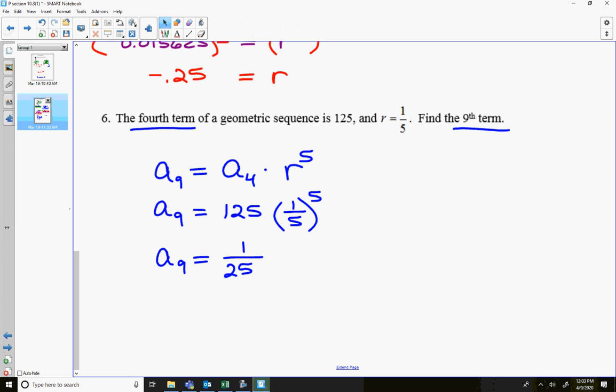All right, and that is 10.3, the first one. Okay, it's geometric sequences only. The series will be the next lesson.